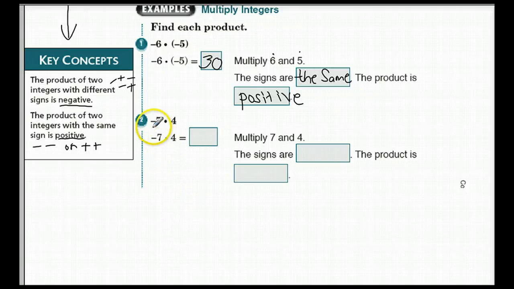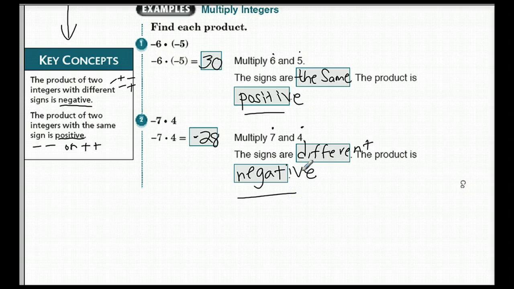Okay, -7 times +4. So multiply 7 and 4. Notice how this one is negative and this one is positive, so their signs are different. We're going to get a -28. How do we get 28? We just multiply 7 and 4. The signs are different, so in here we say different. So the product is negative. So pretty straightforward. If the signs are the same, product is positive. If the signs are different, product is negative.